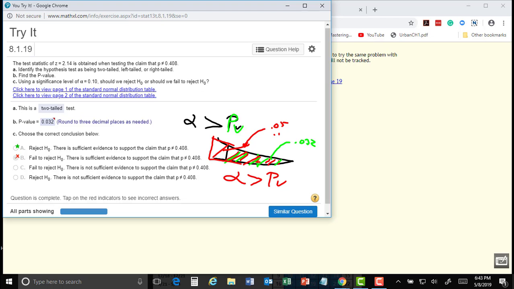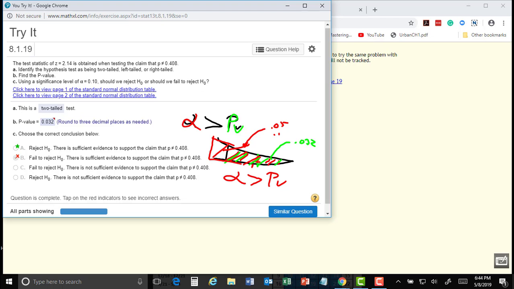You have to be able to compare which is bigger than what. Somehow the alpha is bigger. This number here is bigger than that number. It's 0.032. Oh, that's bigger, isn't it? Yeah, red's bigger. But red is alpha. I got my colors messed up. There we go. So if alpha is bigger than this p-value, then that means the test statistic is hitting over here on the reject side.